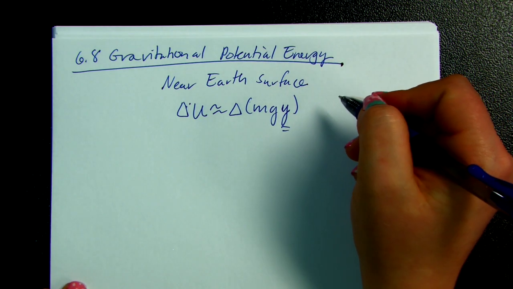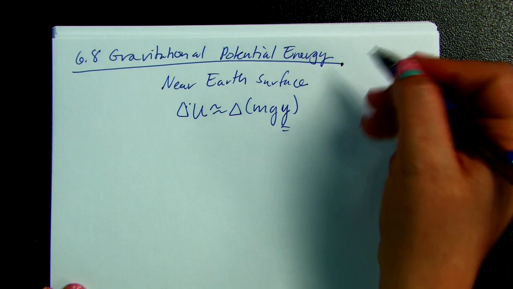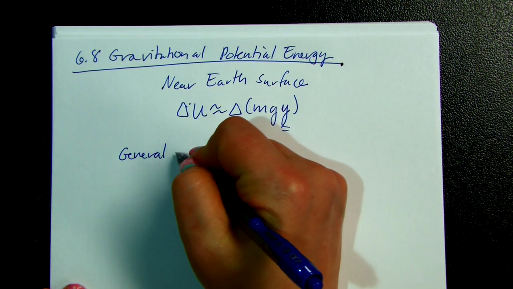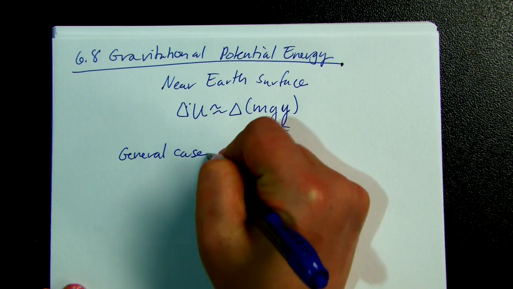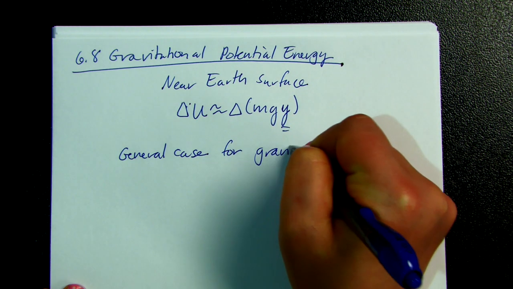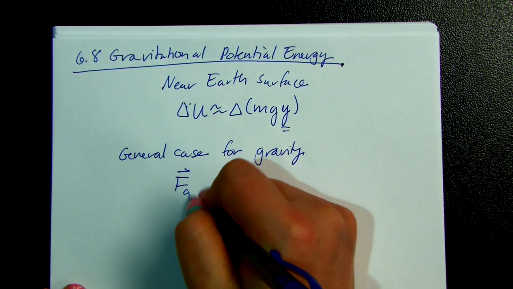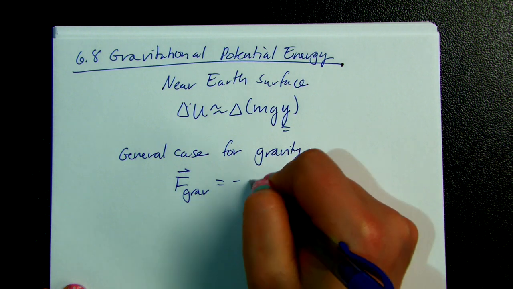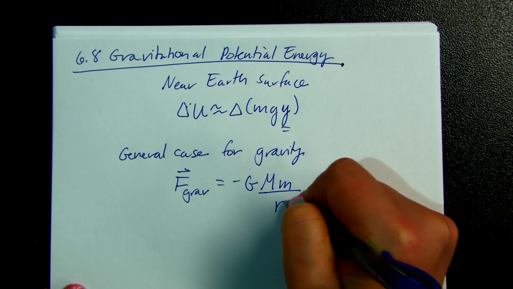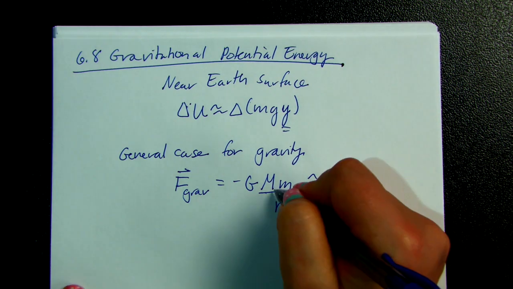Now let's look at the general case for gravity. We know that comes from gravity, but generally, what does it mean to have gravitational potential energy? The force due to gravity, we know this well, is equal to minus G m1 m2 over r squared times the unit vector between them.